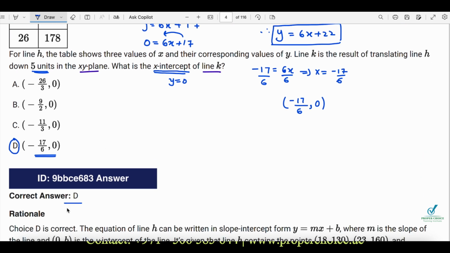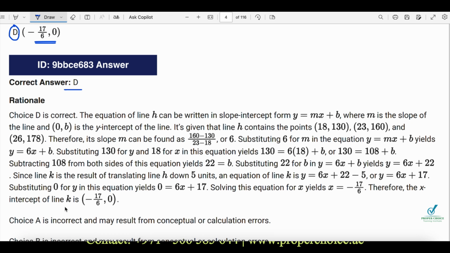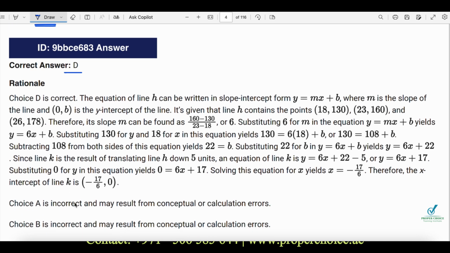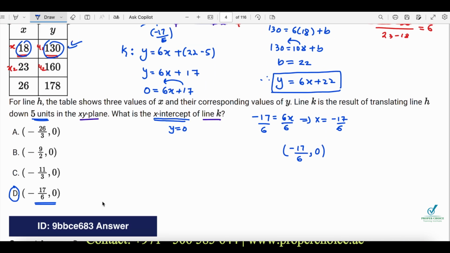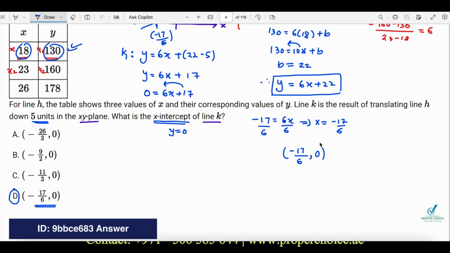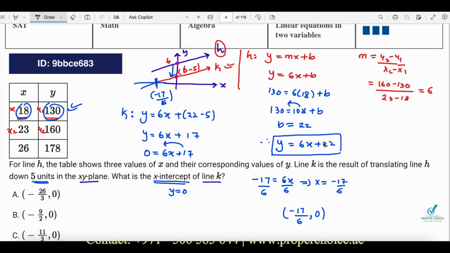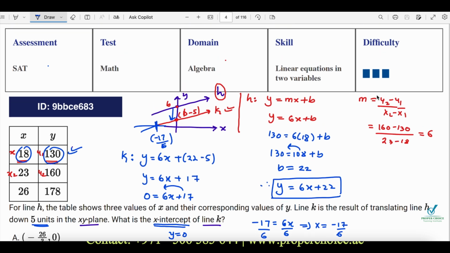Whatever I have solved, they have given in this way, all theoretical. You can refer to this sample solution also and try to understand it as well. So this is how the question is asked, and again the difficulty level of the question is harder, so we are making a lot of calculations.